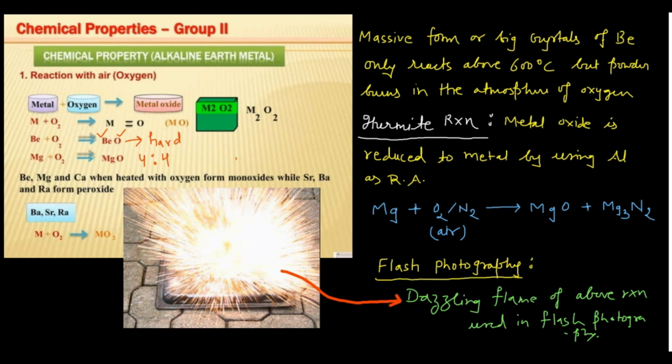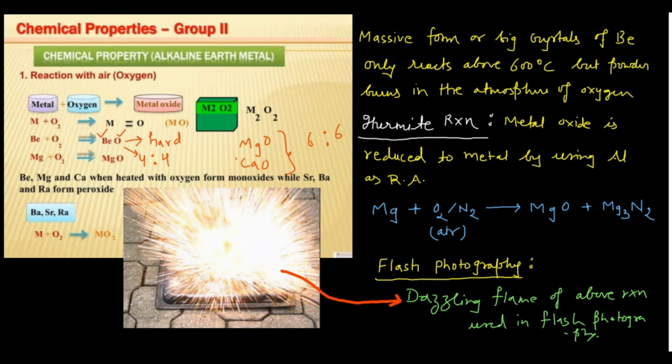So 4:4 is the coordination number for this one. While for the rest of the oxides, like magnesium oxide and calcium oxide, the coordination number is 6:6, obviously due to the bigger size of these metals. And these oxides, whether beryllium oxide, magnesium oxide or calcium oxide, are quite stable. Why? Because they have very high lattice energy. Due to their very high lattice energy, these oxides are very stable.